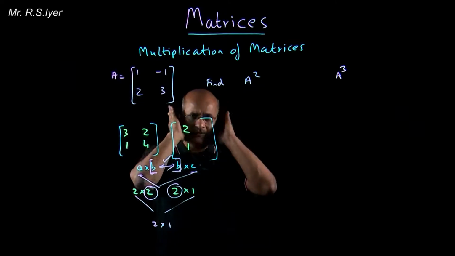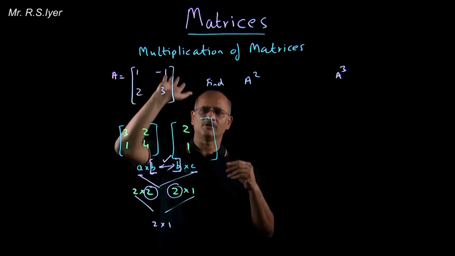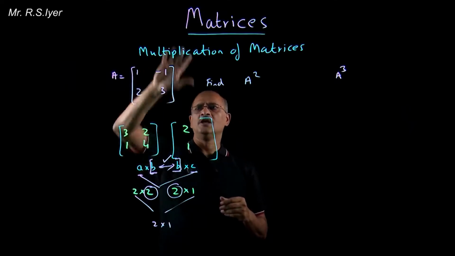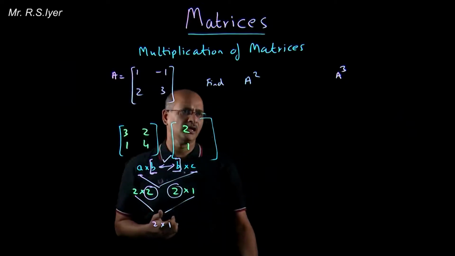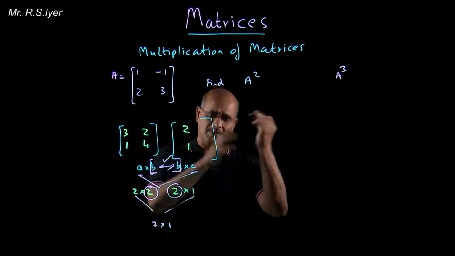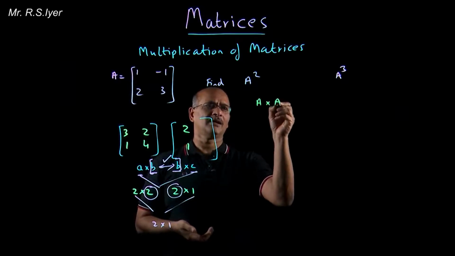Now basically don't have that misconception. A square means square the element: 1 square is 1, minus 1 square is 1, 2 square is 4, 3 square is 1. That doesn't work over here. Okay, so I want to find A square. A square in matrix format is nothing but A multiplied by A.